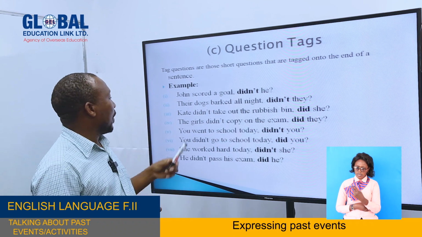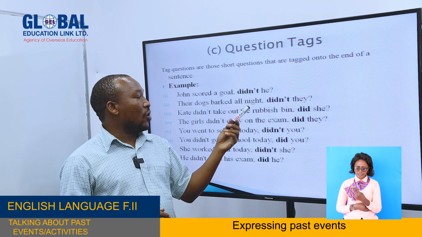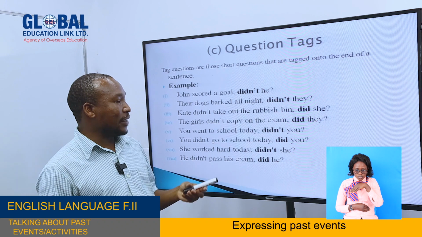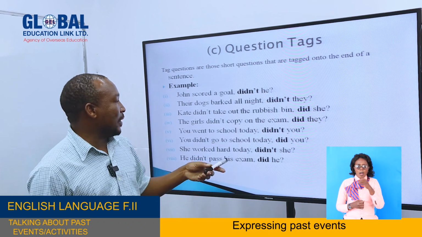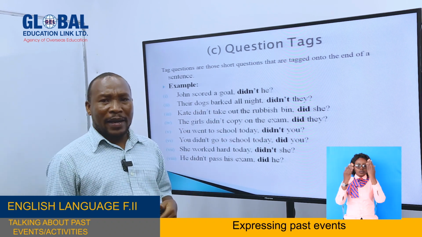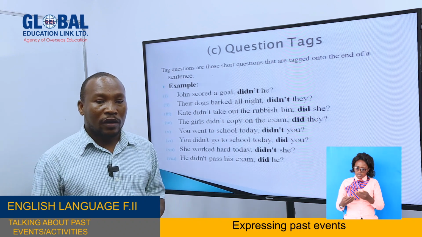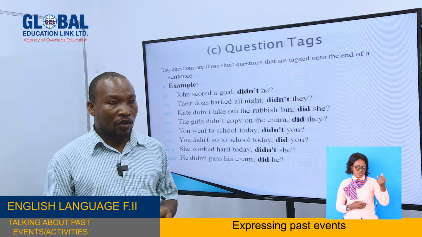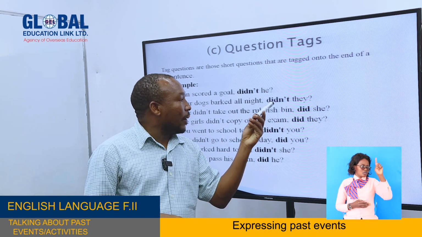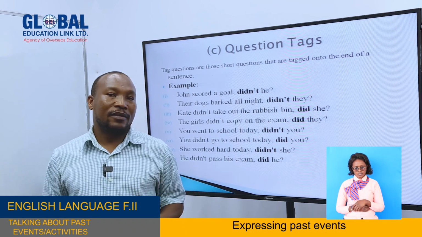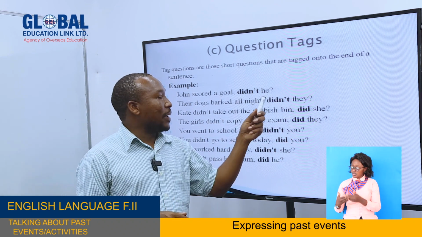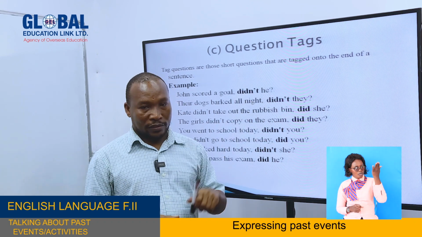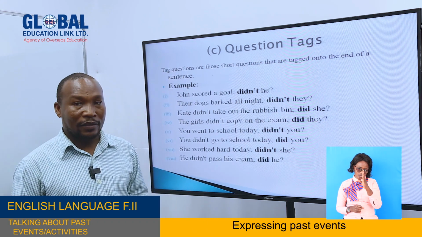Roman 2. Their dogs barked all night, didn't they? We have the action or the activity of barking, but we need to know at what time. It will be easy for us to know because there is a word didn't, which is the past form of do. The word did not, in the past form.